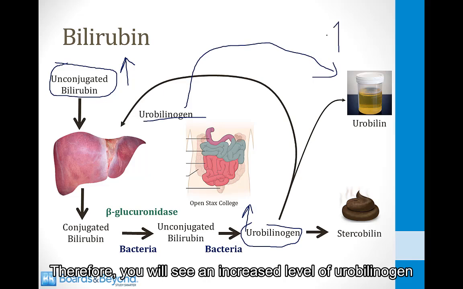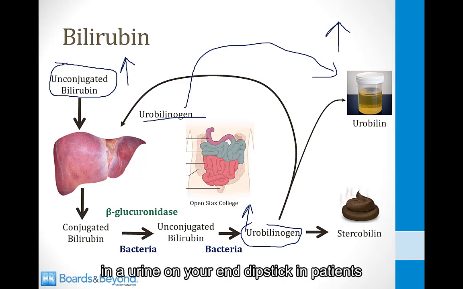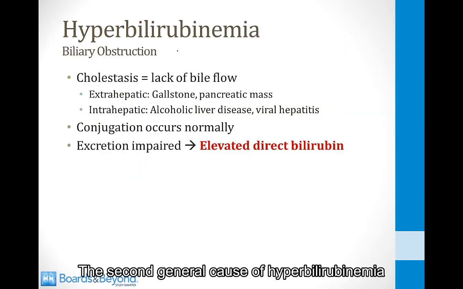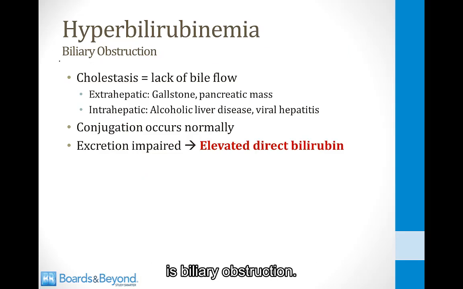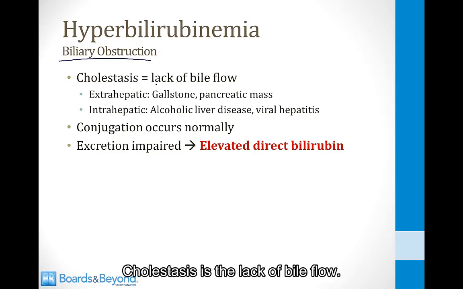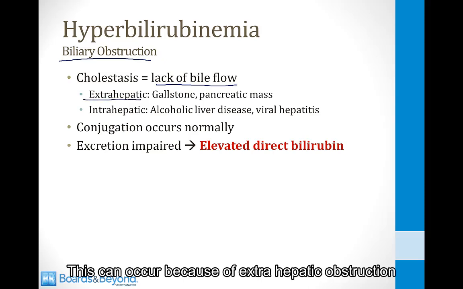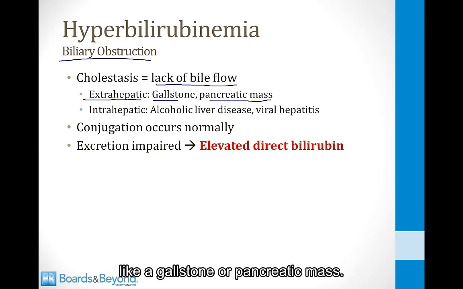Therefore, you will see an increased level of urobilinogen in the urine on urine dipstick in patients who have hemolysis. The second general cause of hyperbilirubinemia is biliary obstruction. Cholestasis is the lack of bile flow, and if bile can't flow into the duodenum, then you cannot excrete bilirubin. This can occur because of extrahepatic obstruction like a gallstone or a pancreatic mass.